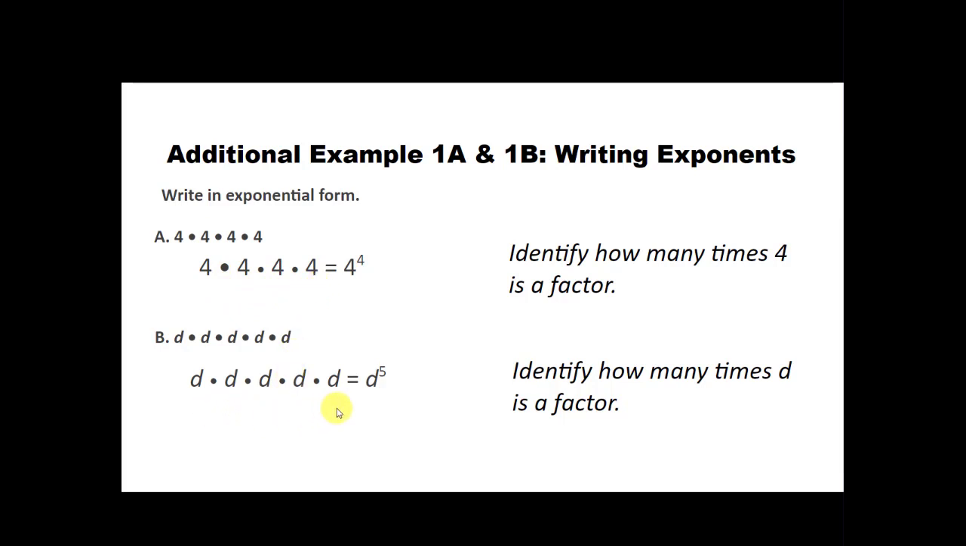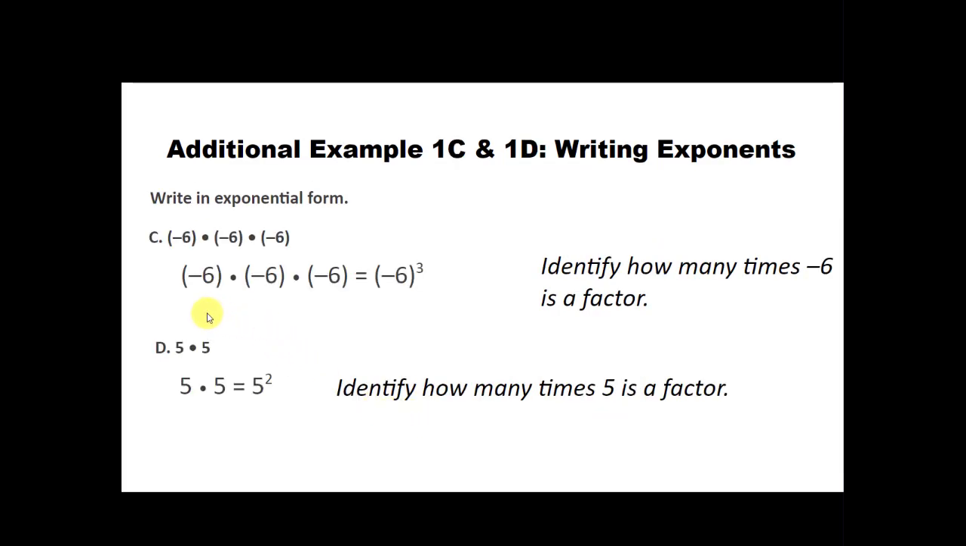Here, let's look at the letter D. Just like here we had the base of 4, here we have the base of D. So D times D times D times D times D is the same as saying D to the 5th power. Again, D is the base and 5 is the exponent. Here we have -6 as the base. So -6 times -6 times -6 is the same as -6 to the 3rd power. -6 is the factor that's used 3 times in this example.